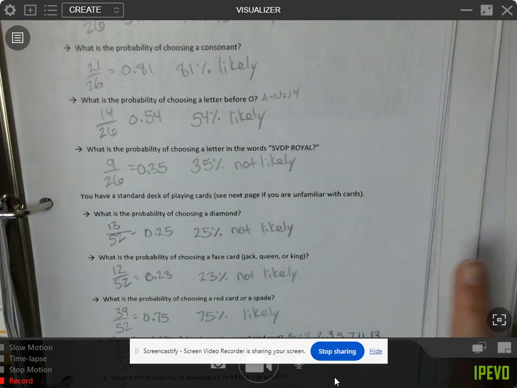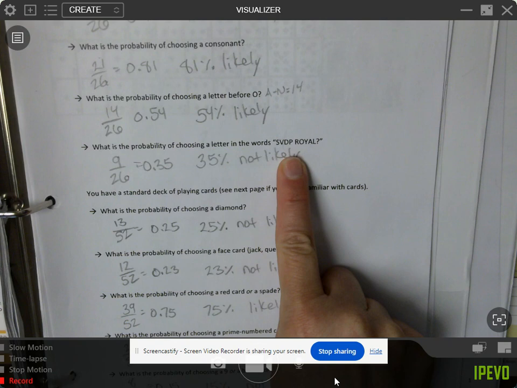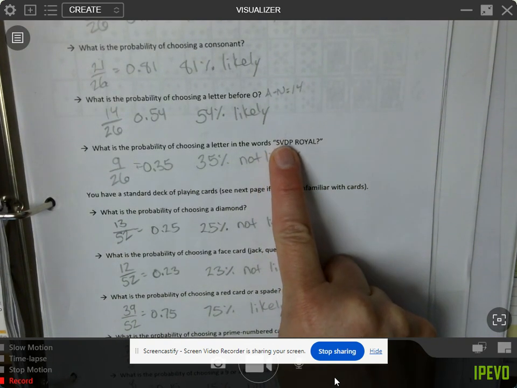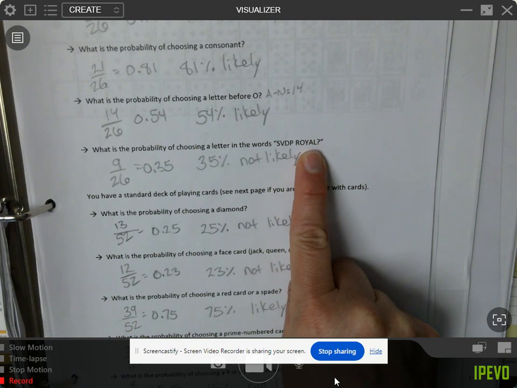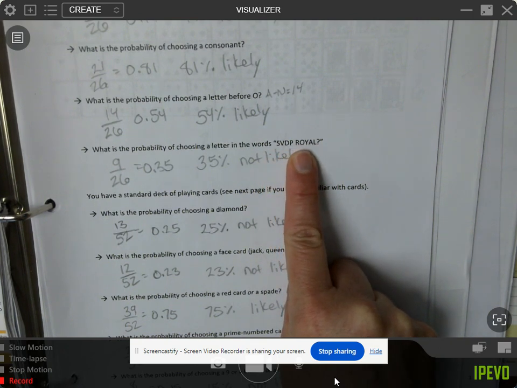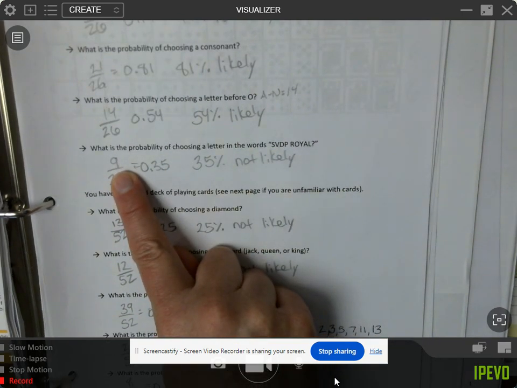So how many letters out of our 26 letters in the alphabet, how many of them are in that phrase? So you have to count how many letters there are in SVDPROYAL. None of those are repeating. So how many of those letters are there? Yeah, we had to count up how many letters we had the option of choosing from, and that goes on the top. So that's how we got the 9.